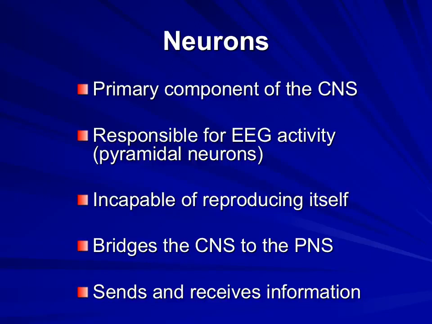Neurons are the bridges between the central nervous system and the peripheral nervous system. They allow the two systems to communicate with each other. Therefore, a neuron can send information and receive information. Very important.